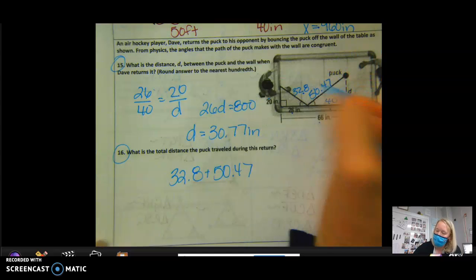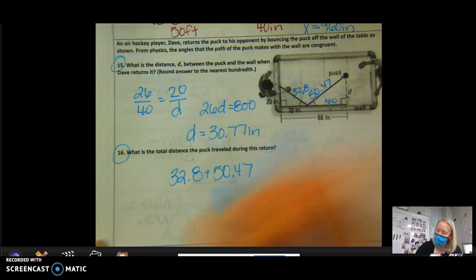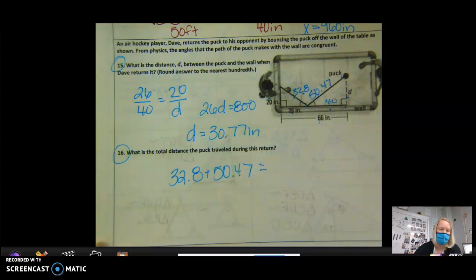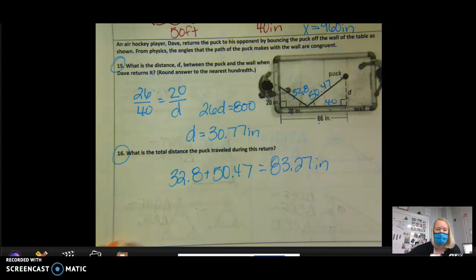On this one, you need to use the Pythagorean theorem to find C, and then you just add them. Please read through these problems to make sure that you understand them. Then your answer is 83.27.